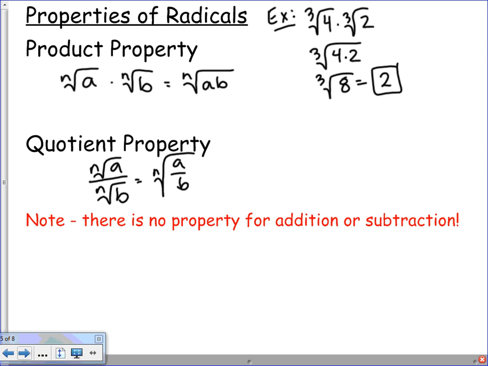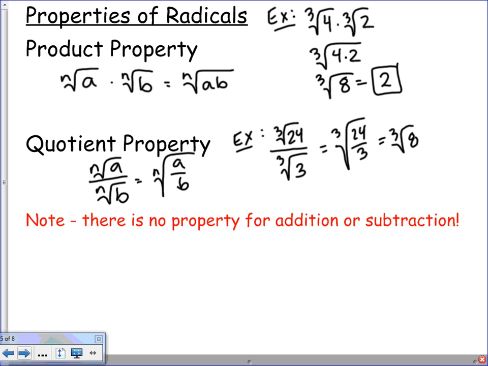I'll show you an example of a division one real quick. I'll do the cube root of 24 divided by the cube root of 3. Again, just looking at those cube roots, I don't know those cube roots. I don't know the cube root of 24, and I don't know the cube root of 3. But if I use my quotient property, I can do the cube root of 24 divided by 3, which is again the cube root of 8. And the cube root of 8 is equal to 2.